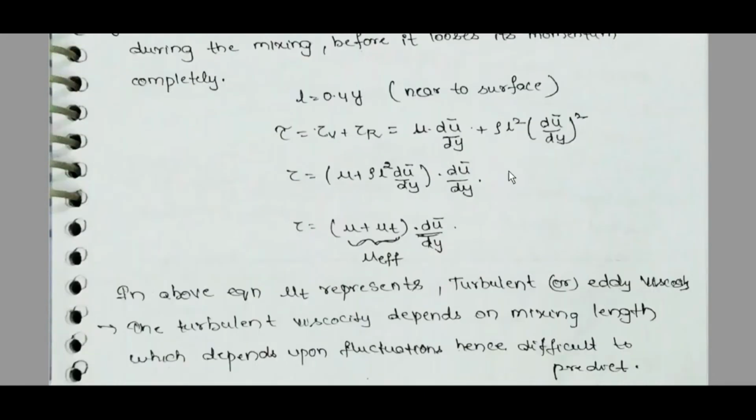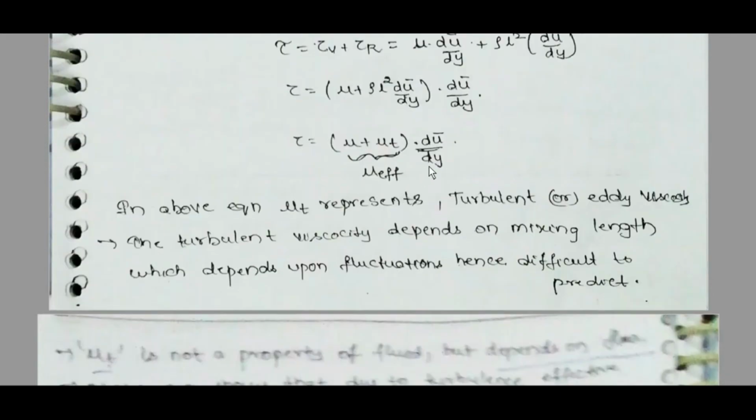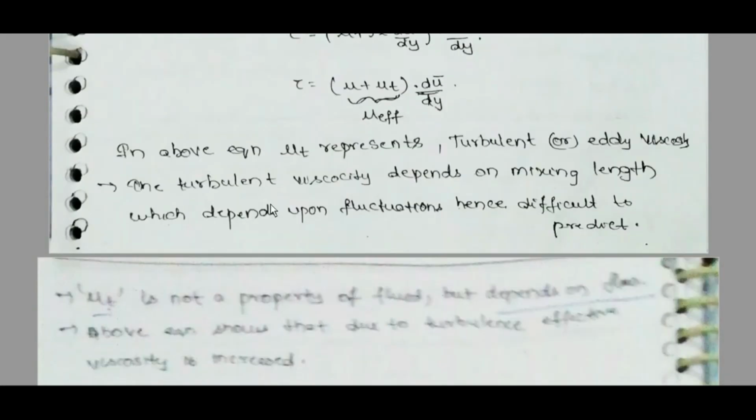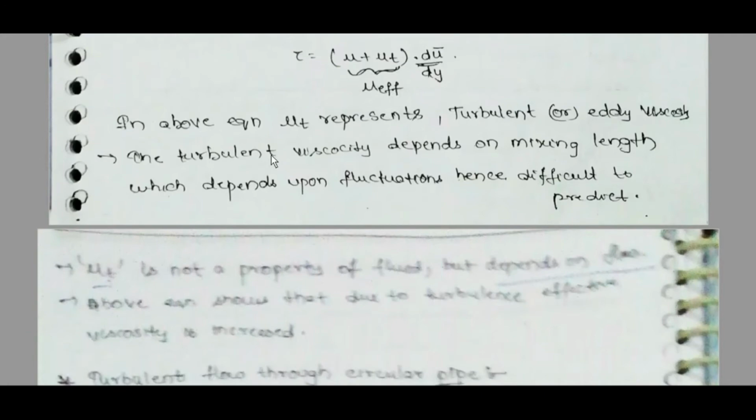Near the surface, tau is equal to tau v plus tau r, which is mu du bar by dy plus rho L square (du bar by dy) whole square. So tau is equal to (mu plus rho L square du bar by dy) into du bar by dy. Tau is equal to (mu plus mu t) into du bar by dy. Mu plus mu t is mu effective. In the above equation, mu t represents turbulent or eddy viscosity.